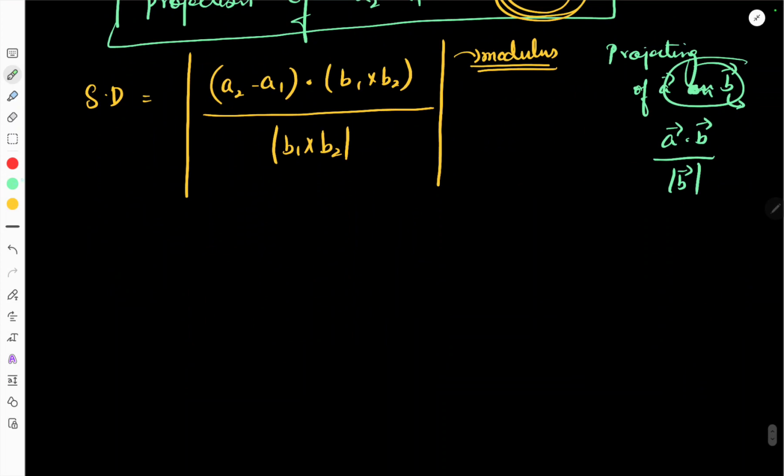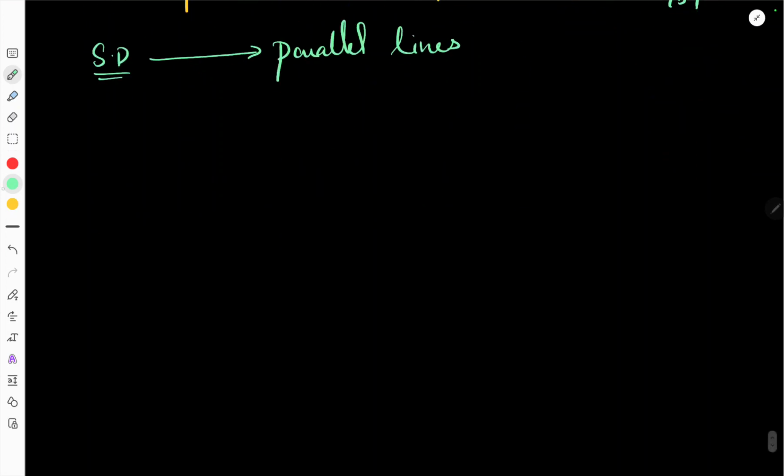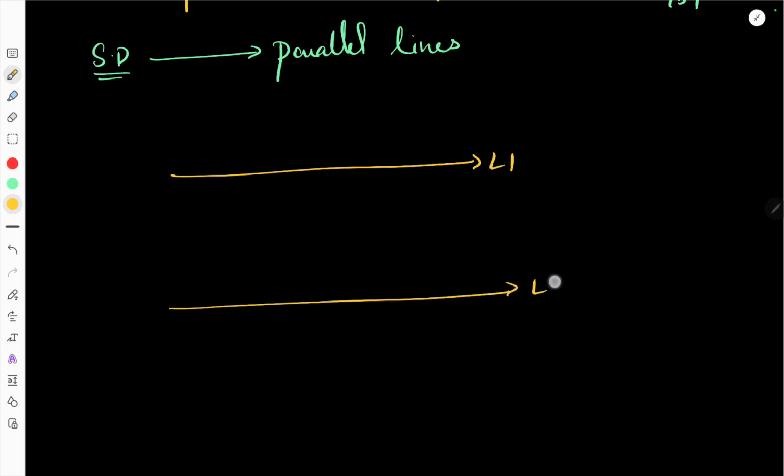Next we will see what the shortest distance is if we have parallel lines. This is for parallel lines. So if we have parallel lines, let's say this one is line 1 and this one is line 2. If line 1 is given, one point on line 1 will be given, let's take that as A1, and one point on line 2 will be given as A2. So here there is one vector which is parallel, the B vector.